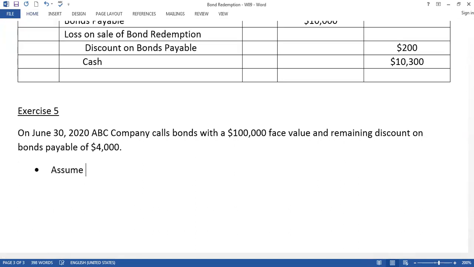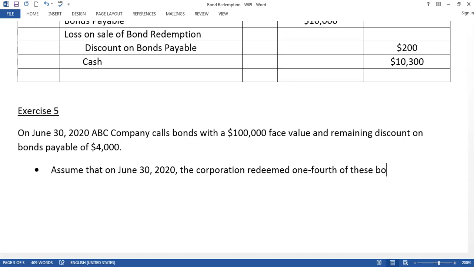So assume that on June 30, the corporation redeemed 1/4 of these bonds in the market for $24,000. Record journal entry.